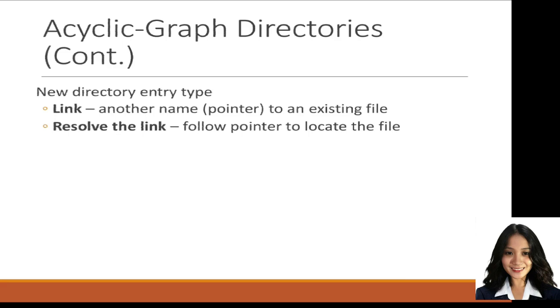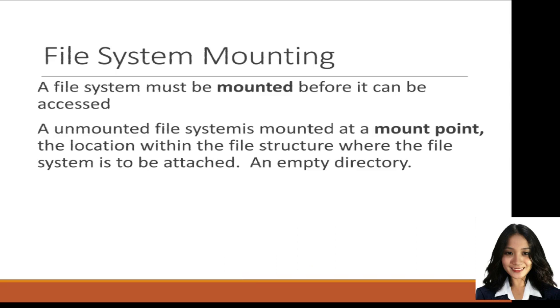Cyclic graph directories contain a new directory entry type, the link, another name or pointer to an existing file, and to resolve the link is to follow the pointer to locate the file.